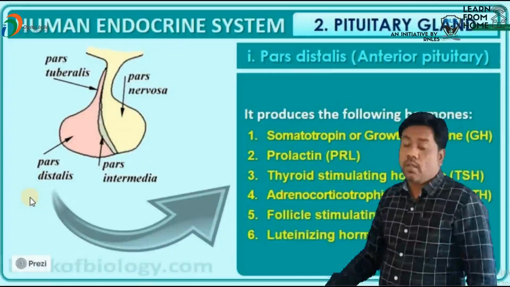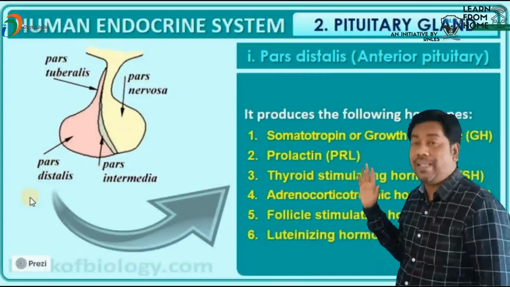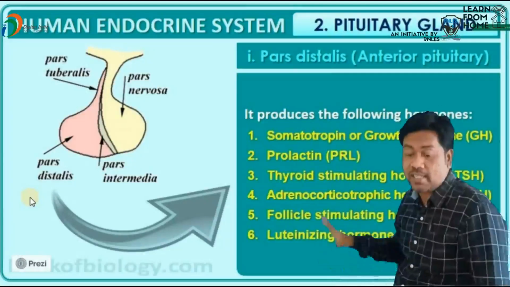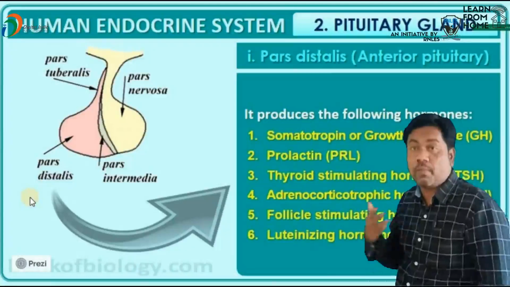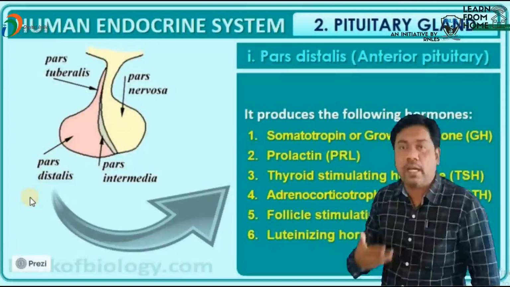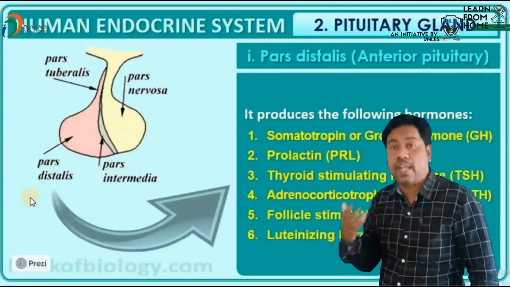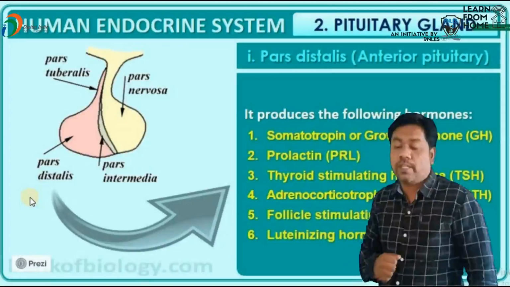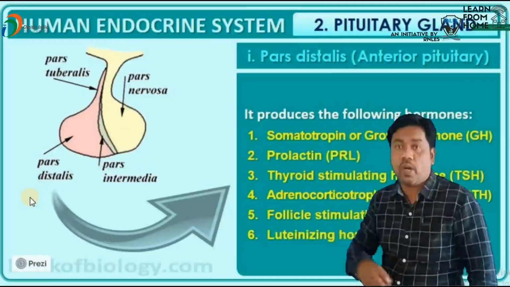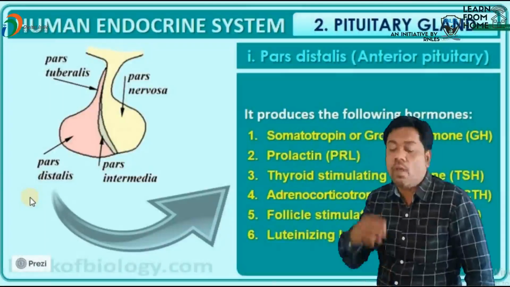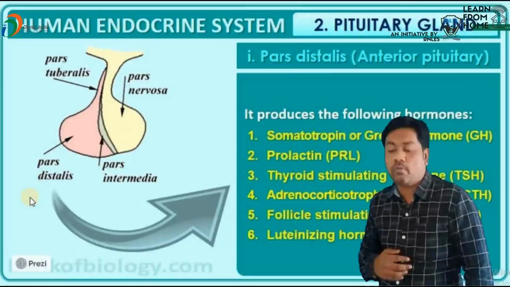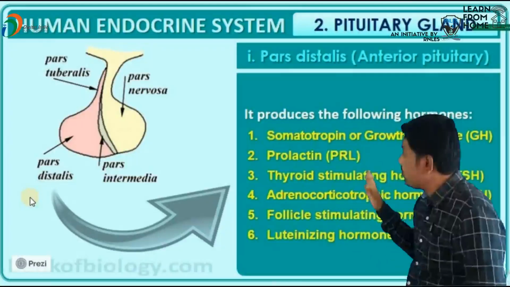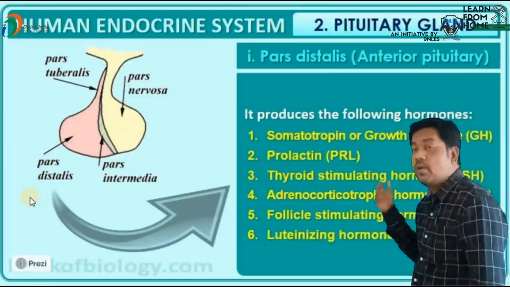You have to see here, beta, the anterior pituitary lobe is known as the pars distalis. This pars distalis is responsible for the production of different kinds of hormones. What are the hormones, beta? Growth hormone, also known as somatotrophin. The second hormone is prolactin, also known as luteotrophic hormone. The third is thyroid stimulating hormone. The fourth is adrenocorticotrophic hormone. The fifth is FSH, follicle stimulating hormone, and the last is luteinizing hormone.